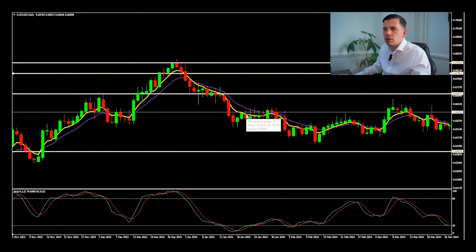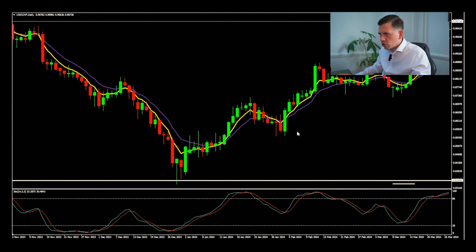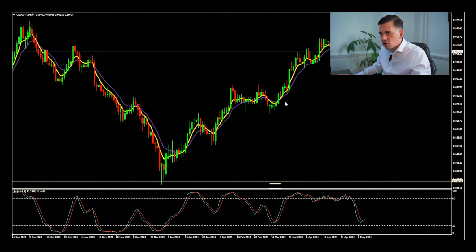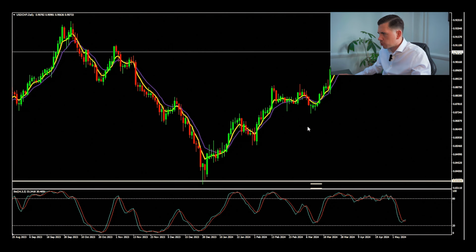Your entry would be a sell stop entry, 5 pips below the low of the candle. Your stop loss as a beginner is typically 100 points above entry. So we'd be looking at 100 points above entry. So you'd be looking at 67.94 as your stop loss.